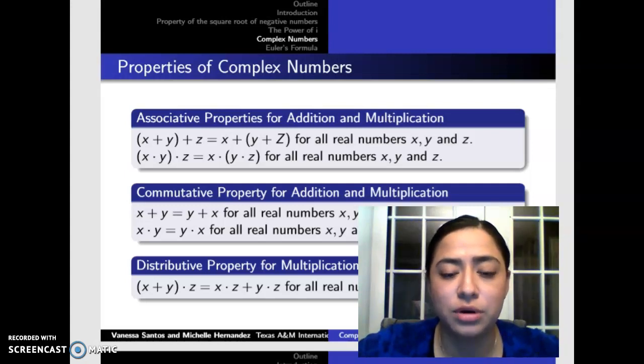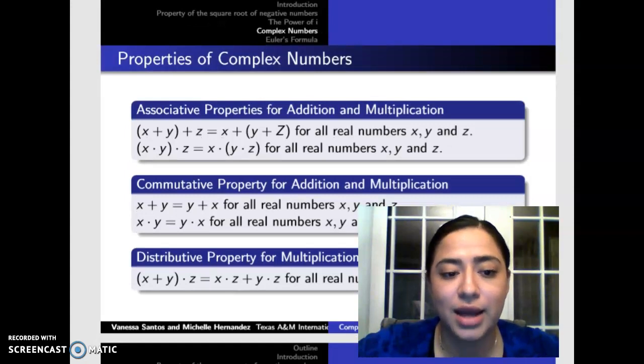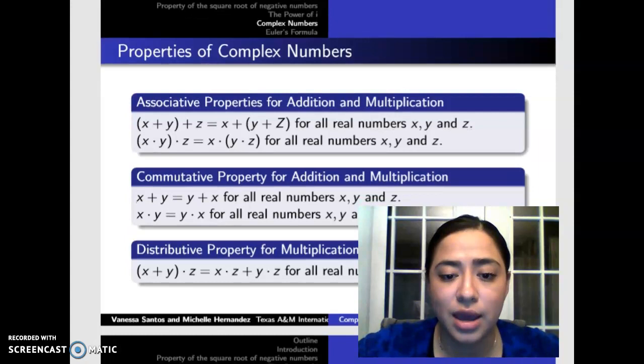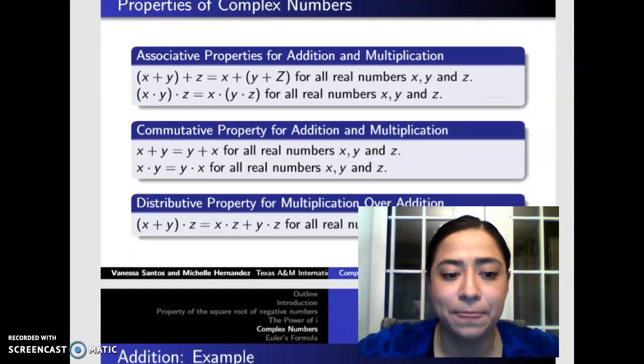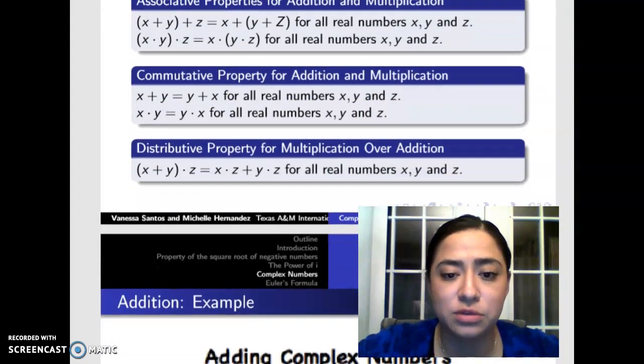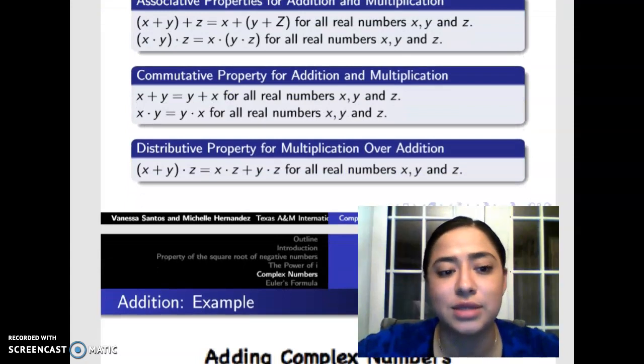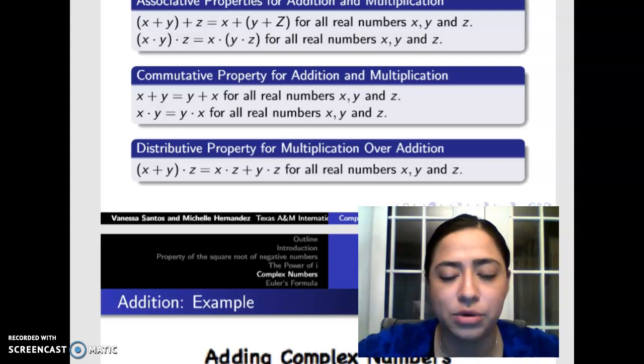The commutative property for addition and multiplication will be x plus y is equal to y plus x for our real numbers x and y. And x times y equals y times x for our real numbers. The distribution property for multiplication over addition reads as (x + y) times z, which equals x times z plus y times z for our real numbers x, y, and z.